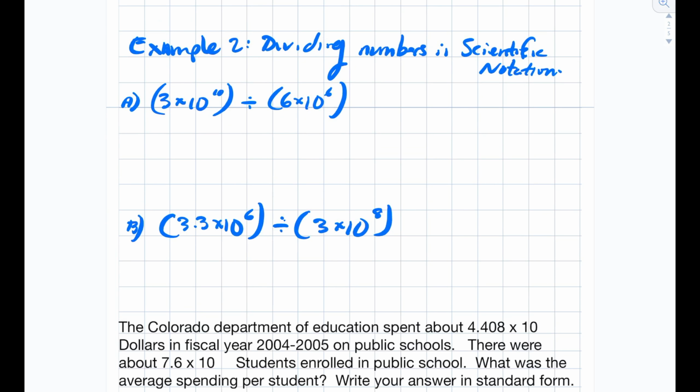Okay, let's take a look at the next example. This time we have 2 scientific numbers, and we're going to divide them.